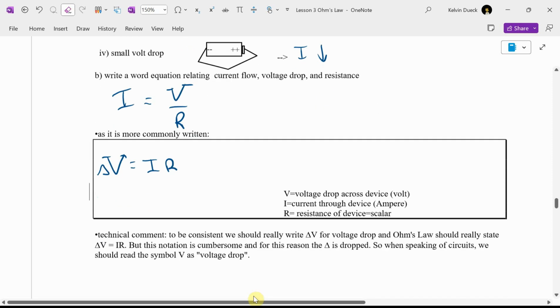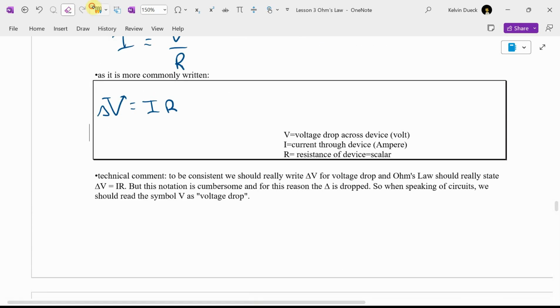I did that on the formula sheet, but we're going to get really, really lazy. In the same way, time is always a change in, voltage is always a change in, the notation is cumbersome, and so we're not going to put a delta in front of it all the time.